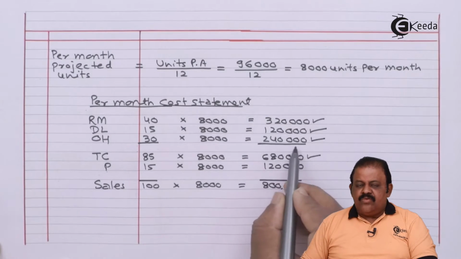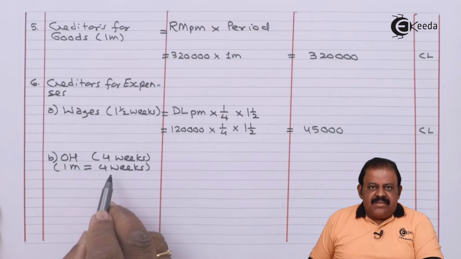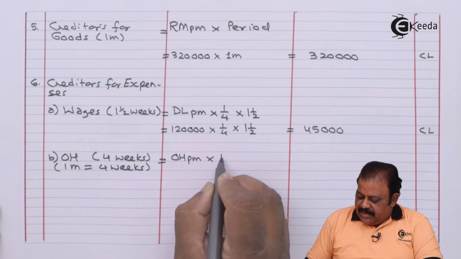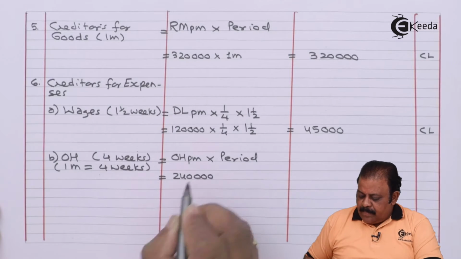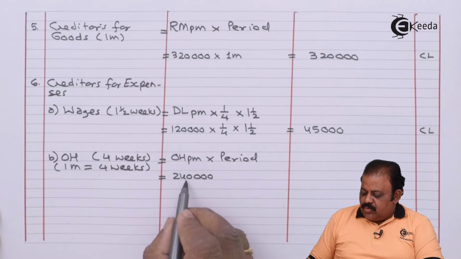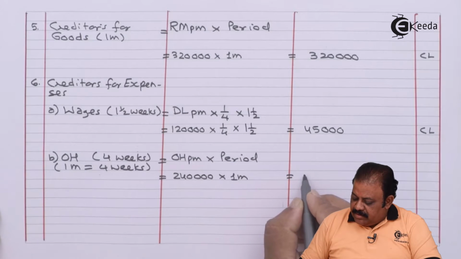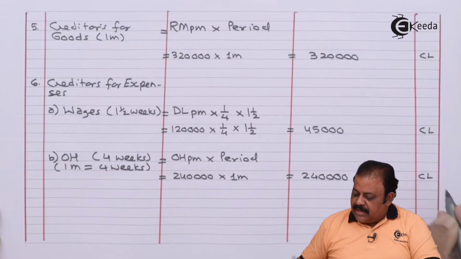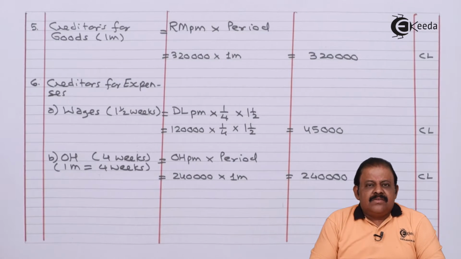Overheads per month 2,40,000. Overheads we have to take 4 weeks. 1 month is equal to 4 weeks, that is given in the question. So overheads per month multiplied by period. Overheads for 4 weeks or 1 month 2,40,000 multiplied by period 4 weeks, that is 1 month. So it will be 2,40,000. This will be part of current liability. We have calculated required current assets and current liabilities. Let us do now the final solution, that is the statement of estimated working capital.